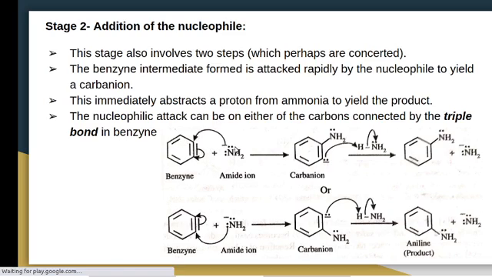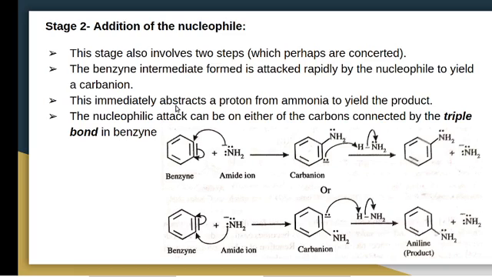When a nucleophile, amide ion, attacks on the benzyne intermediate, the electron pair will shift to this carbon. So this carbon will get a negative charge and this carbon becomes positively charged. Onto this positively charged carbon, the NH2 minus ion will attack. So the charges will get neutralized. Then this carbon will get a negative charge. That means a carbanion is formed in the first step.